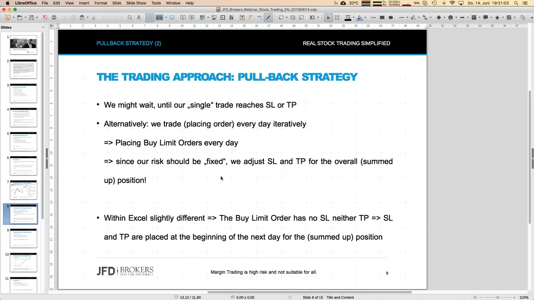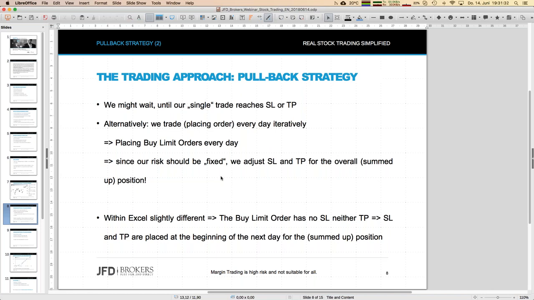In the Excel sheet, we do it a little bit differently, but that is only because otherwise we get a problem with stop loss and take profit, because we are using daily candles, so daily prices for open, high, low, close. We have a problem that we don't know exactly when what event is first. So we don't know whether the high is before the low or the low is before the high.